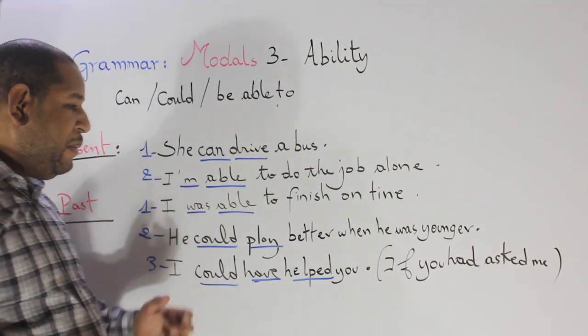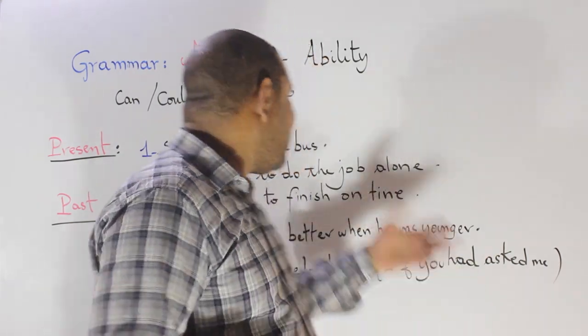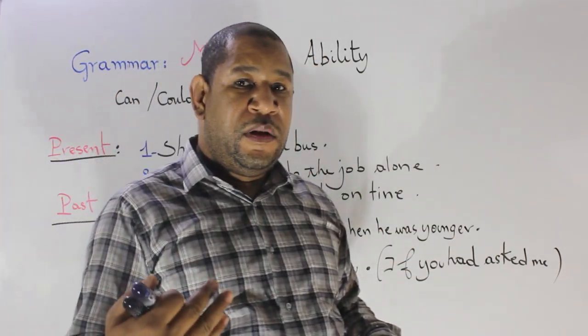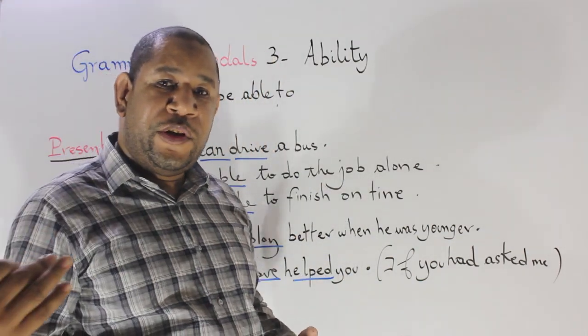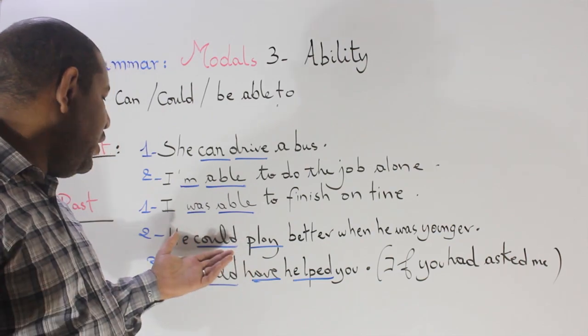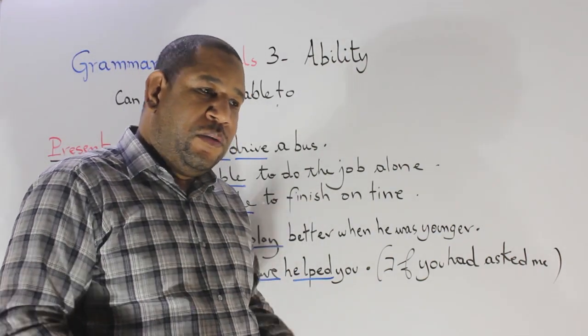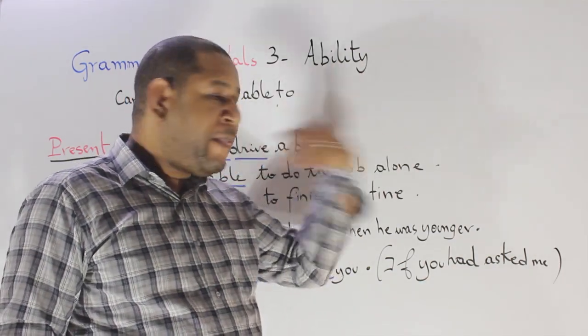For could, he could play better when he was younger. So here it's the equivalent of she can drive a bus, but this is in the past. Here, which means when he was younger, he used to, or he could play better than now. So it's a general ability, but in the past.